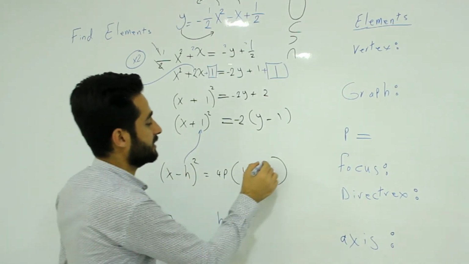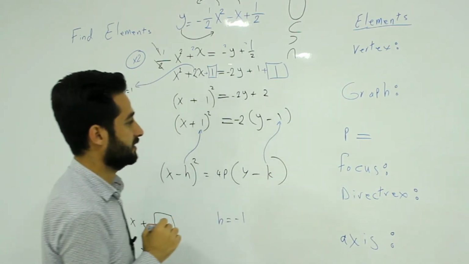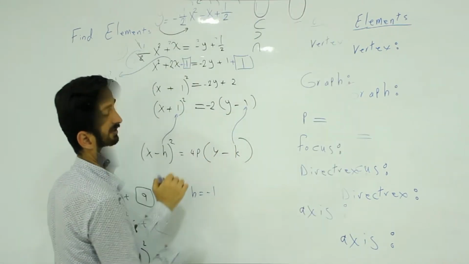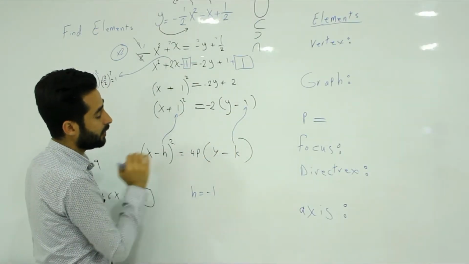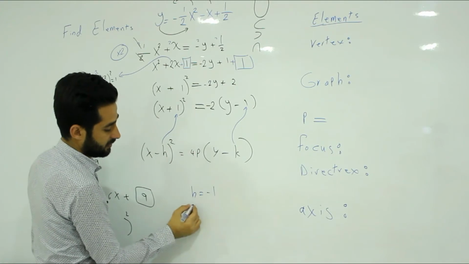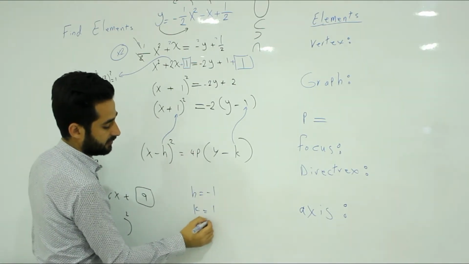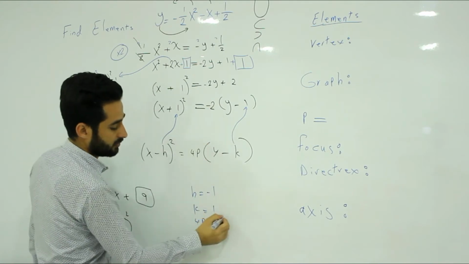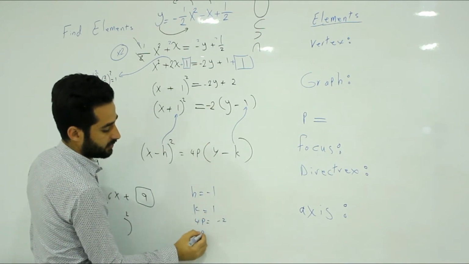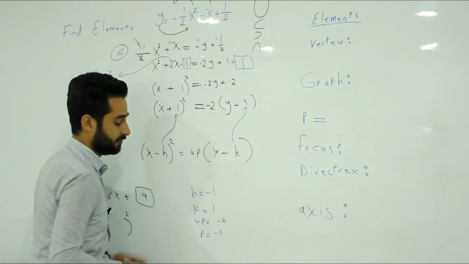And k is this. k is what? k is 1. What is p? We can say k is 1. 4p is equal to minus 2. So p is equal to minus 2 divided by 4.